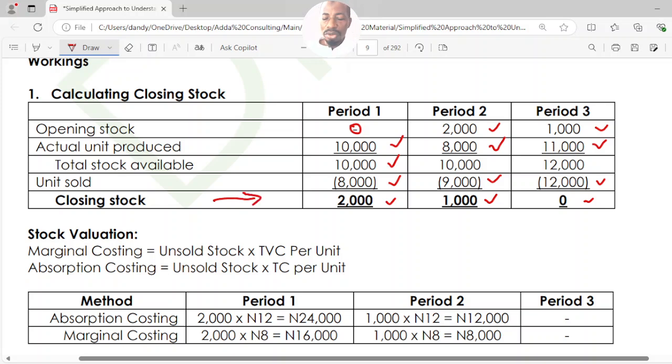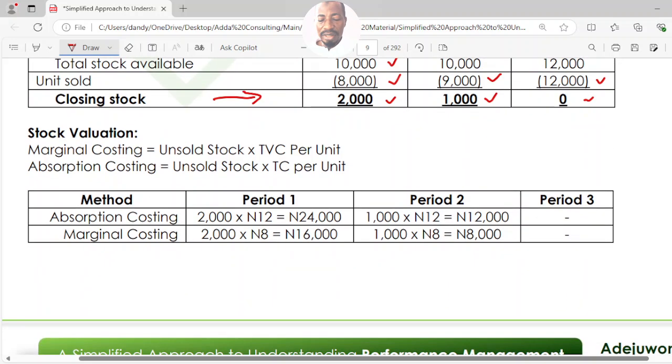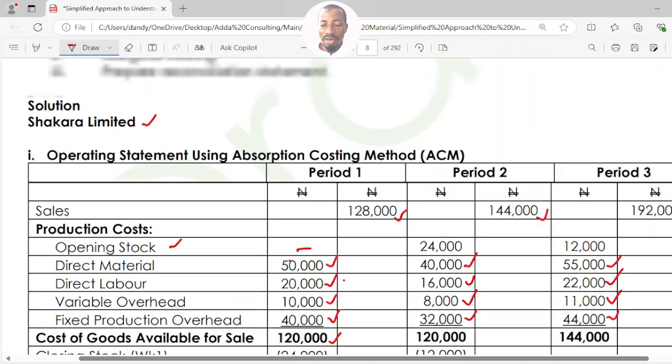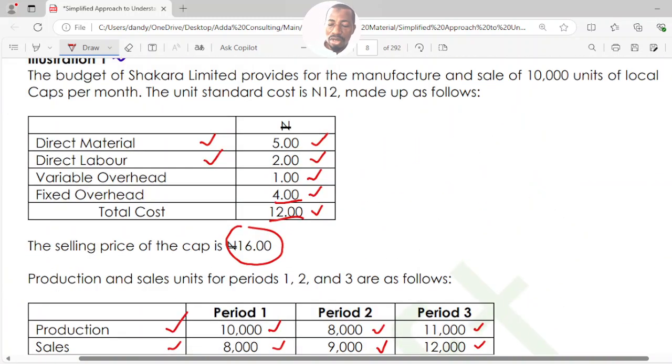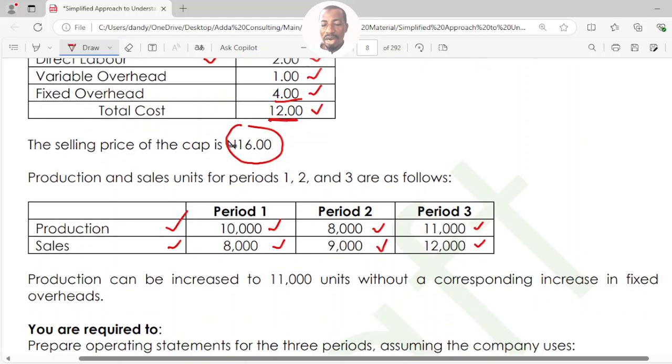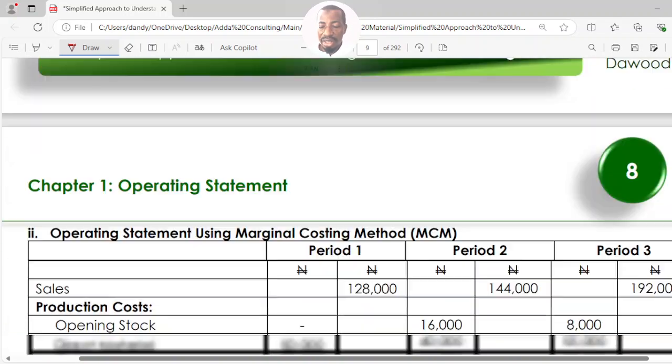So to get the value, just multiply the closing stock in units with the total variable cost per unit if I'm using marginal costing approach, or total cost per unit if I'm using absorption costing approach. Since I'm using absorption costing approach as the first requirement, then in the first period, 2,000 unsold stock, that's 2,000 multiplied by total variable cost per unit. In the question, the total variable cost per unit is 12 naira as given to us. So in this case, I will need to multiply that with the closing stock in units.